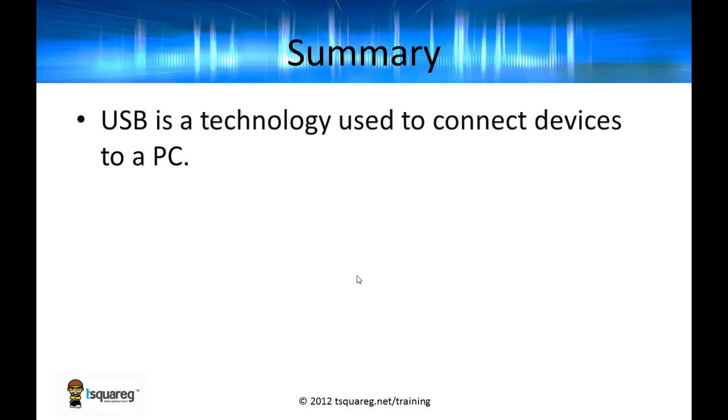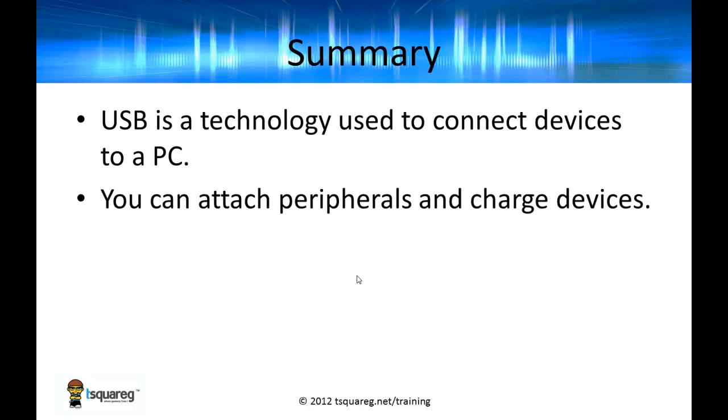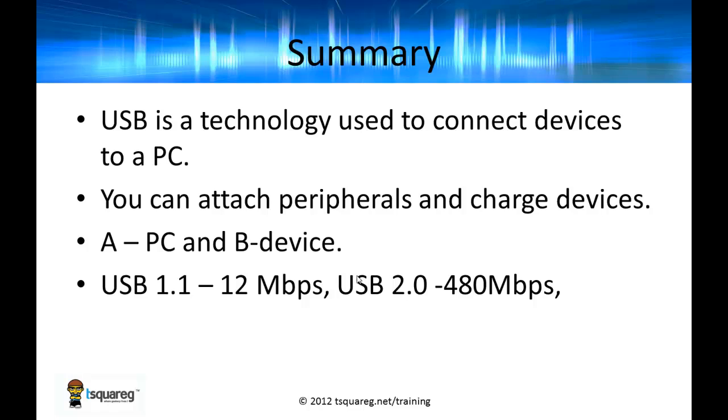So, in summary, USB is a technology used to connect devices to a PC. You can attach peripherals and charge devices through USB. The A end is always attached to the PC, and the B end is always attached to the device. And the speeds: 1.1 at 12 megabits per second, 2.0 at 480 megabits per second, and of course 3.0 at 5 gigabits per second.